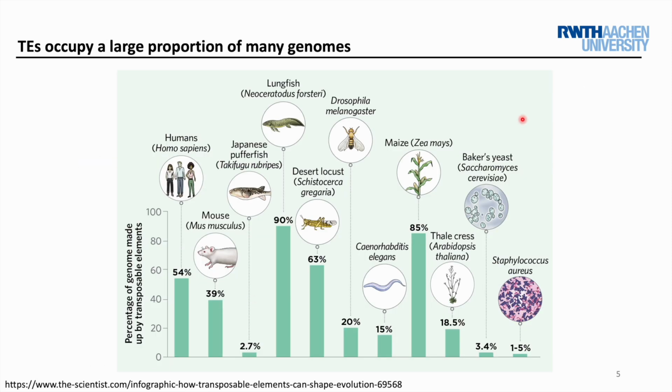TEs are prevalent in eukaryotic genomes. For example, around 85% of the maize genome is occupied by TEs. Besides, TEs are key players in genome evolution and development.